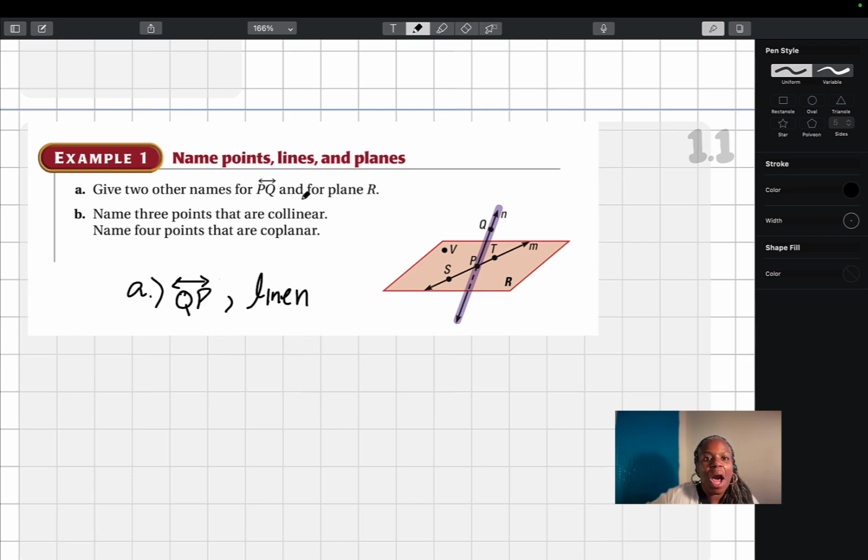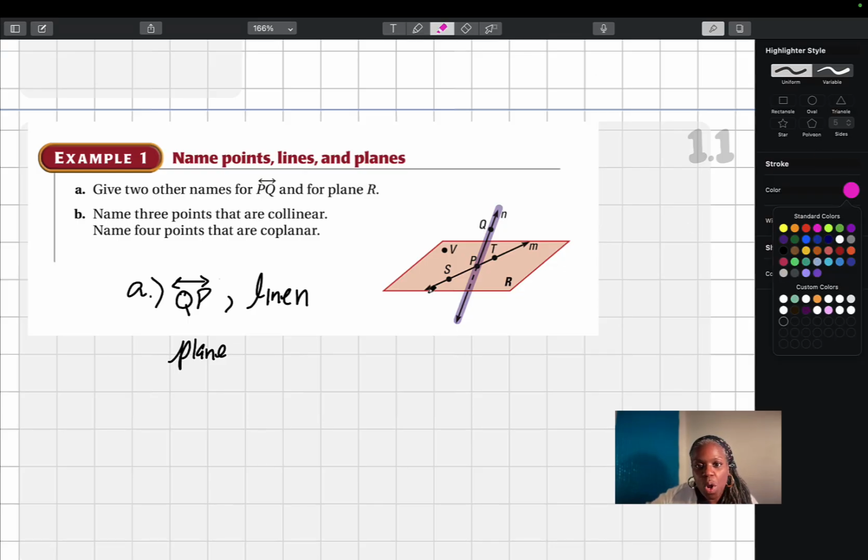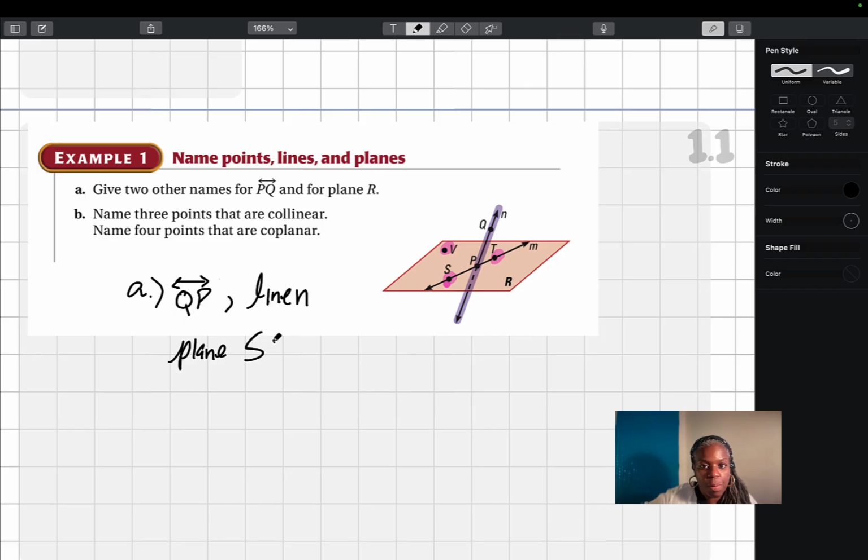Next part says we're going to name 2 names for plane R. So we've got plane R, but when we name a plane, we can name a plane using 3 letters or 3 points that are not collinear on the plane. So what you want to do at this point is stop and look for 3 points that are not collinear. When I look for 3 points that are not in a straight line, I can choose S, V, and T. I know S and T are in a straight line, and I know S and V are in a straight line, and V and T could be in a straight line too, but all 3 of them are not in a straight line. So those 3 are called not collinear, and that's enough to name this plane. So we're going to call this plane, another name for plane R is going to be SVT or plane SVT.